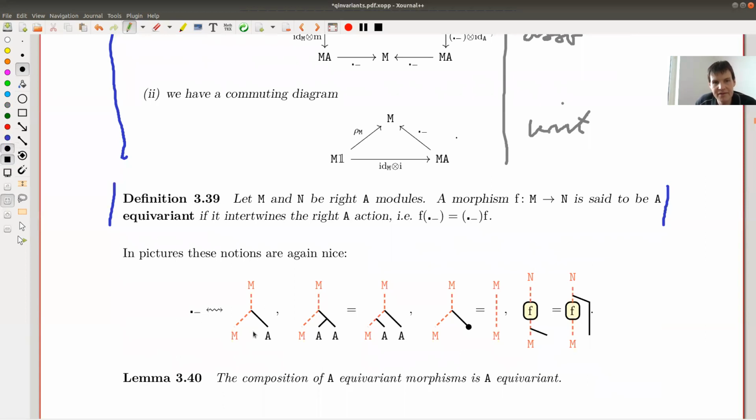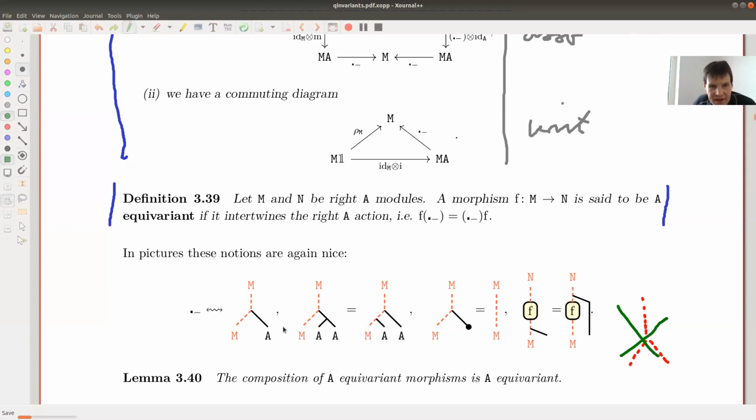So I will encode the action map as follows. I have now an object M, and this is a module I want to act on, and it's slightly different than the algebra because I don't have anything like M to M. So this doesn't exist. I don't have any map from my dotted M. I don't have anything like this. A module is a weaker notion. I just don't have anything like this.